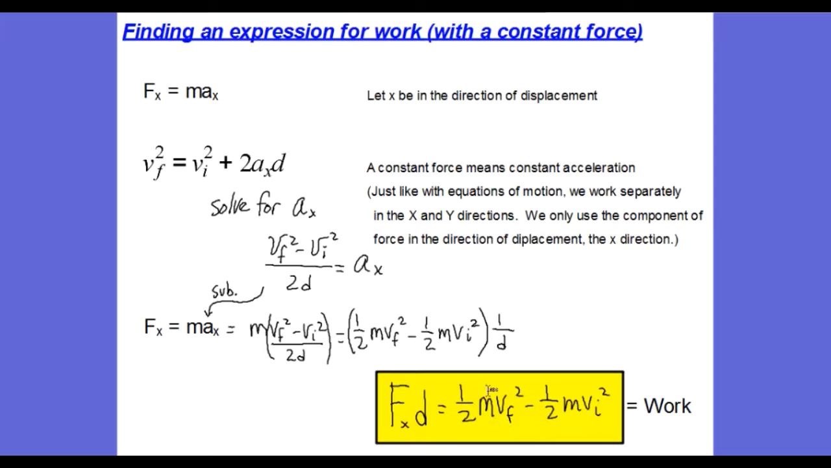You'll recognize these terms, 1/2 mv squared, as kinetic energy. So this term here is the final kinetic energy, and this term here is the initial kinetic energy. So the difference in those two is the change in kinetic energy. And we know that is work. And the work is achieved by applying a force over some distance.